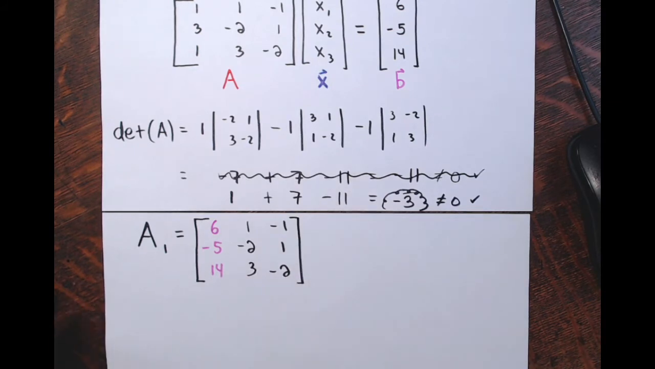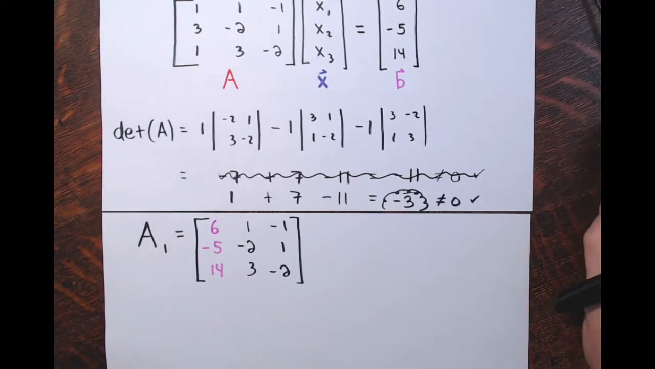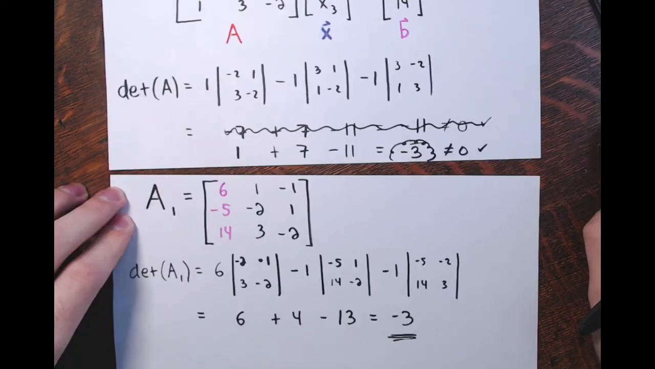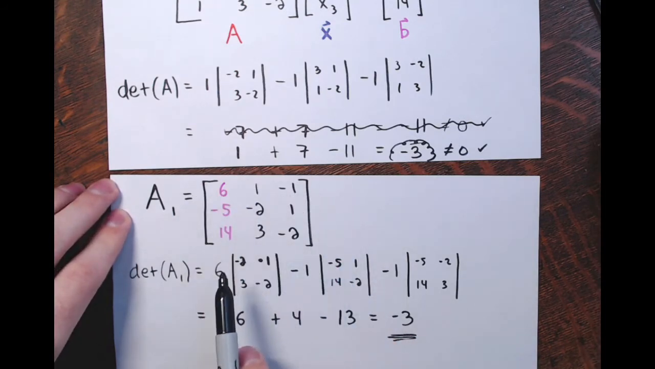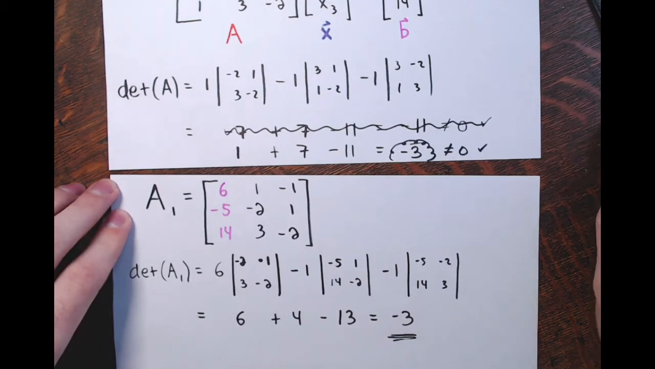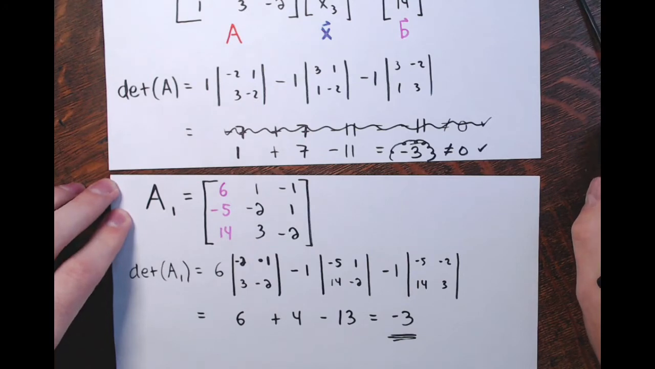So let me just go through and find the determinant of this matrix right now. I'm going to pause and just come back when I'm done with that. Okay, so I did the cofactor expansion again across the top row, and I got negative 3. I got a determinant of negative 3 for A1.